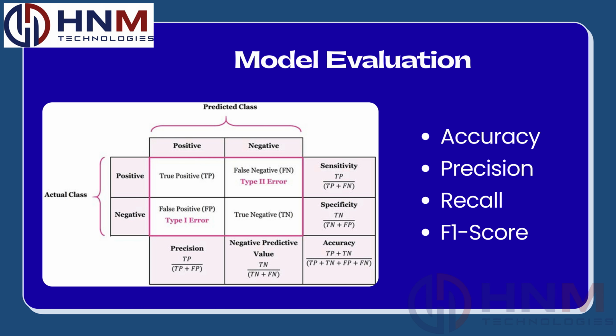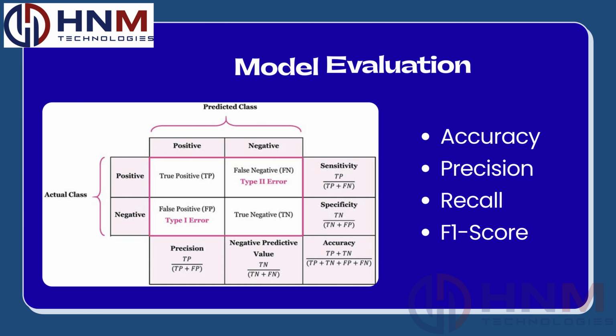After training a model, we must evaluate its performance. Accuracy measures overall correctness. Precision measures how many predicted positives are actually correct. Recall measures how many actual positives were correctly identified. F1 score balances precision and recall. Choosing the right metric depends on the problem type.